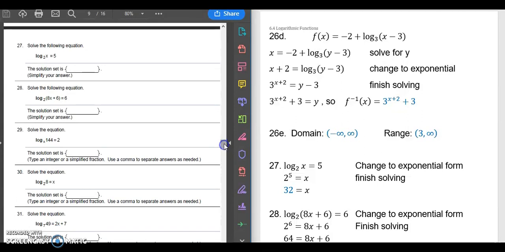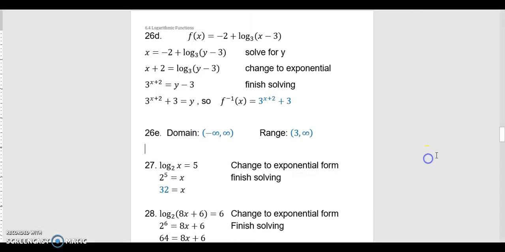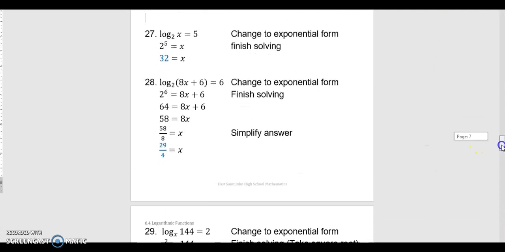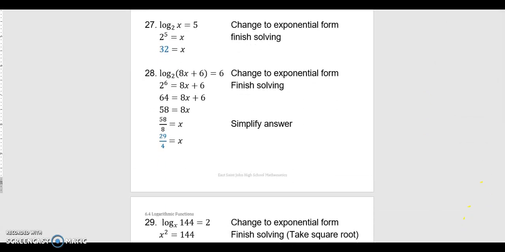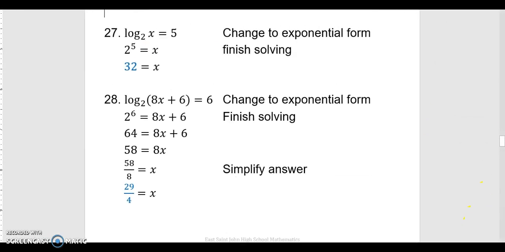Now, solving some logarithmic equations. We see all of these say solve the equation and we're typing an integer or a simplified fraction. So I'm just going to blow it up here on the right so that we can see it a little bit clearer. So starting with number 27, it says log base 2 of x equals 5.